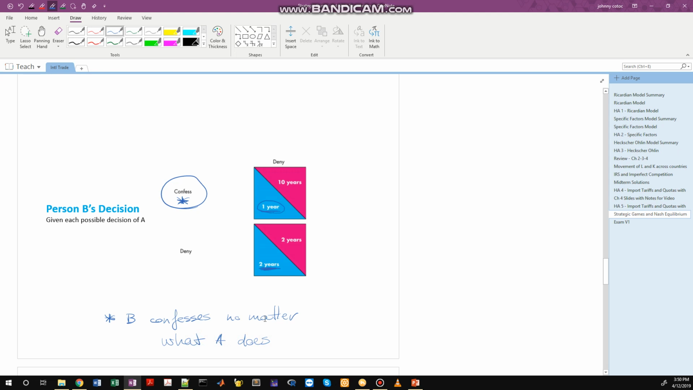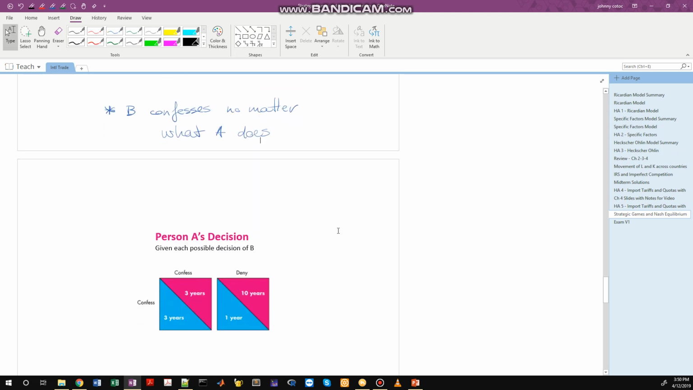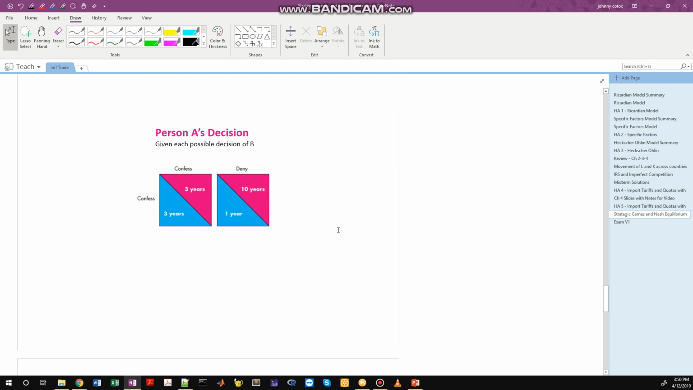So let's see what happens with person A. Now we look at person A's decision, what happens conditional on person B confessing. At this point, these are not relevant. When we look at person A, we don't care about the other person's payoffs. We really compare just his payoffs. So in this case, there's a payoff of 10 years if he denies, or just going to prison for 3 years if he confesses. So confess is the option.